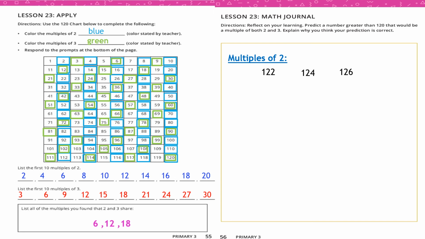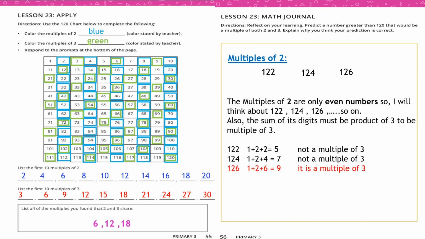126. Let's add its digits. 1 plus 2, 3. 3 plus 6, 9. Is 9 a multiple of 3? Yes. It's a product in table 3. 3 times 3 equals 9. So 126 is a multiple of 2 and a multiple of 3. Like here, what we did: for 122 we added all digits, for 124 we added all digits, and for 126 we added all digits.